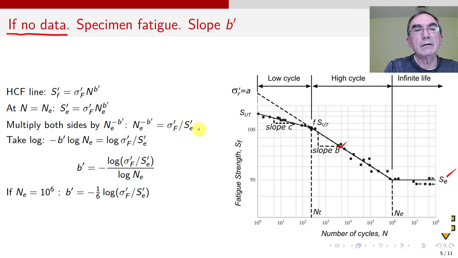Now, when I have this equation, take the log. When I take the log, then what happened? The minus B prime goes down here, log NE equal to log of this, yes? And so log of all these, like if I do log of this. And so now from here I can get B prime equal to minus log of sigma F prime divided by SE prime, divided by log of NE.